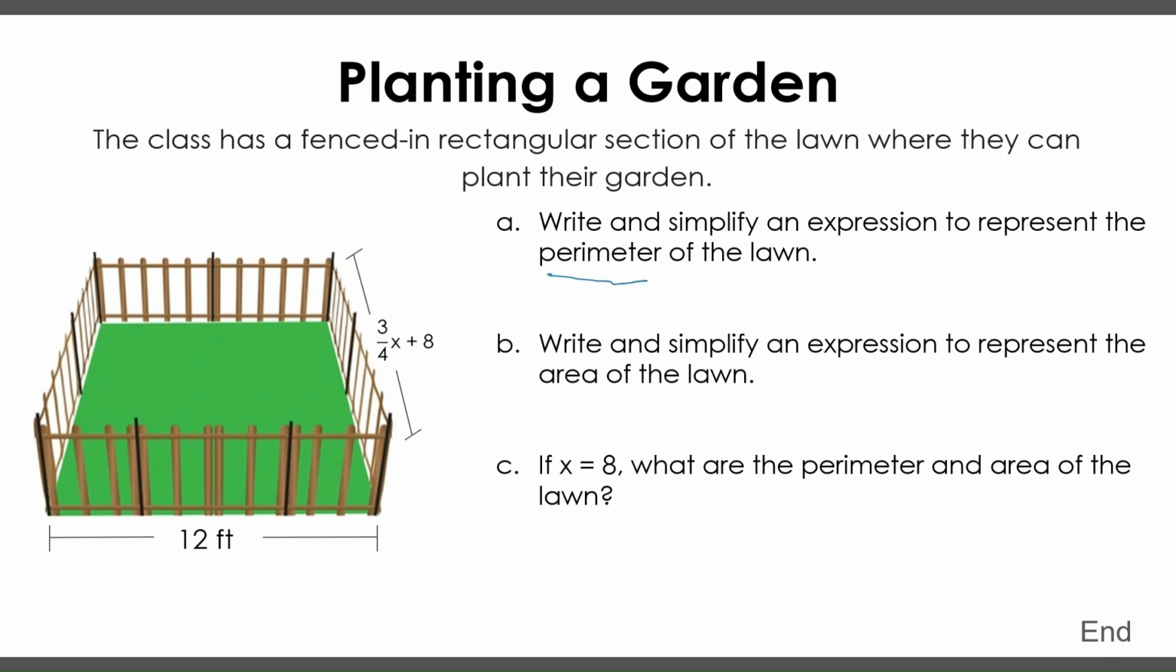So we know that in a rectangle, the opposite sides are congruent. So opposite of 12 is 12. Opposite of 3/4 x plus 8 is 3/4 x plus 8. So we have 2 of the 12s plus 2 of the 3/4 x plus 8.